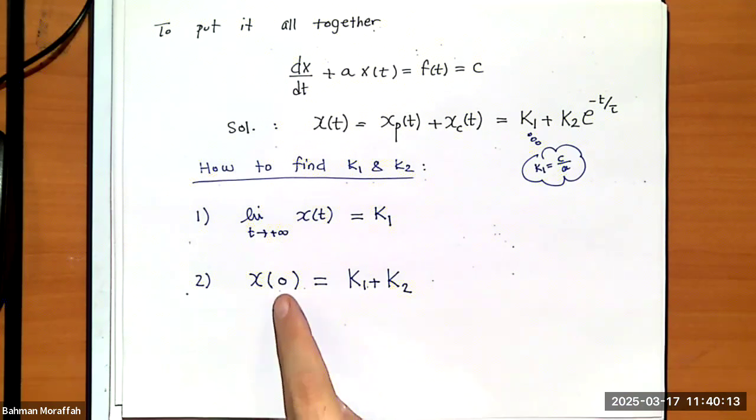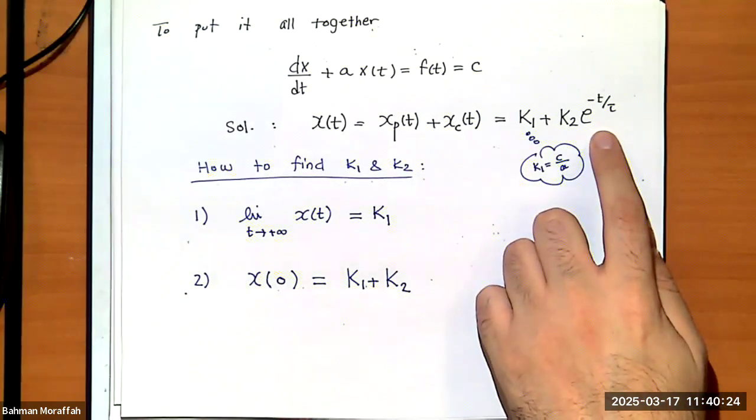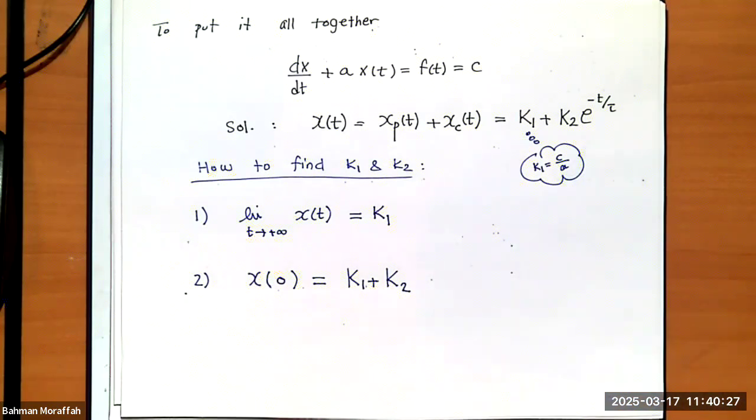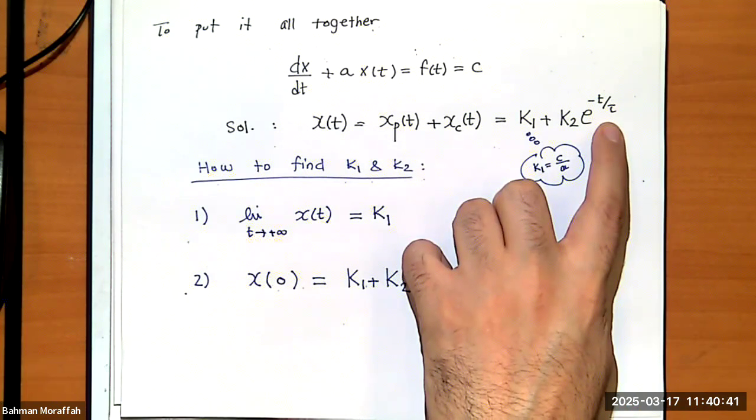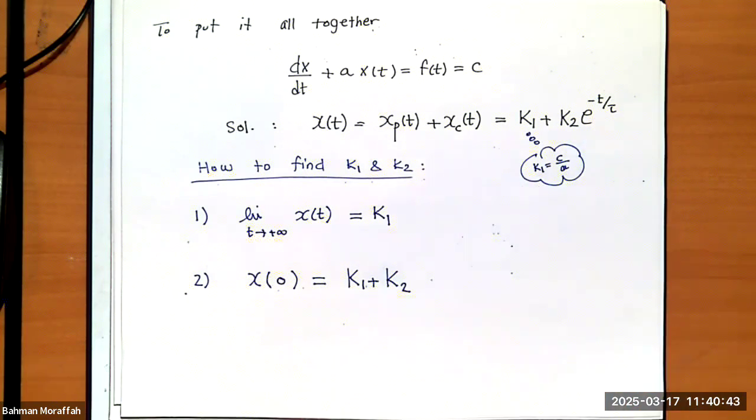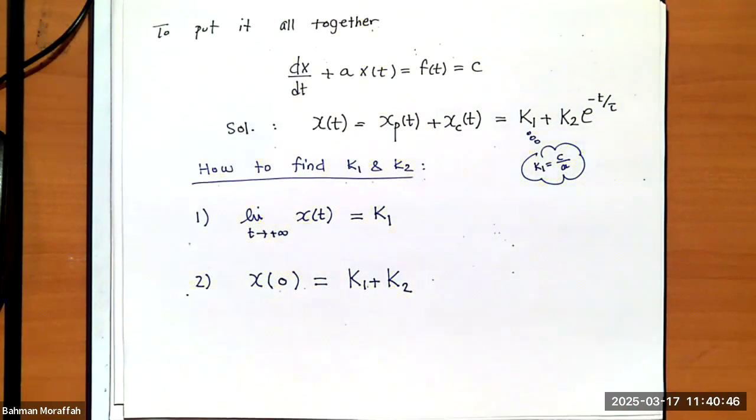Keep that in mind. There is nothing special about this 0. I can literally compute it at any time I want. The reason we're choosing 0 is just because it makes this term go to 1. But if I tell you, for example, that x at time 1 is some number, you know k1 plus k2 times e to the power of minus 1 over tau is that number. So there's nothing special about this 0. This 0 makes things a little easier. That's why we choose 0.